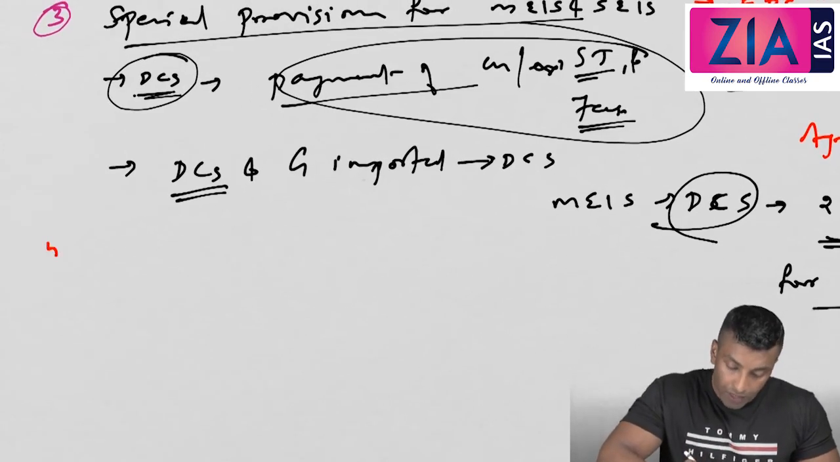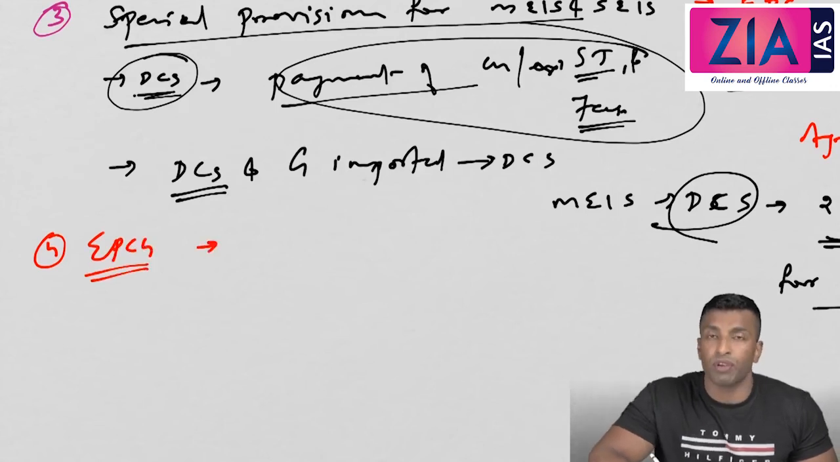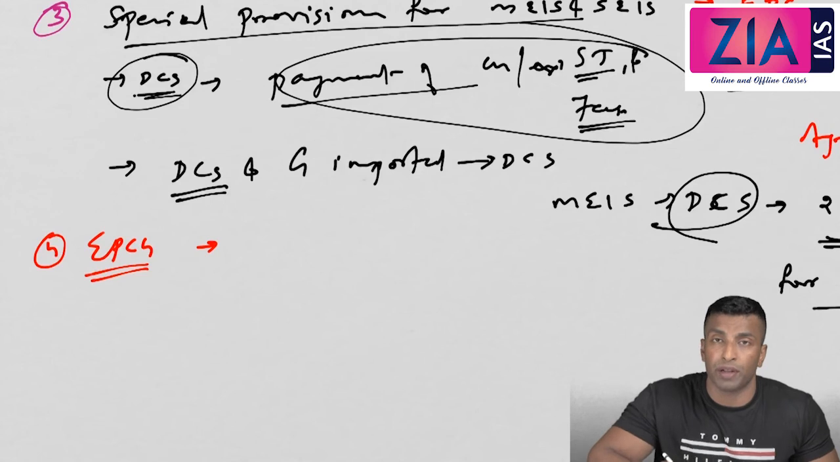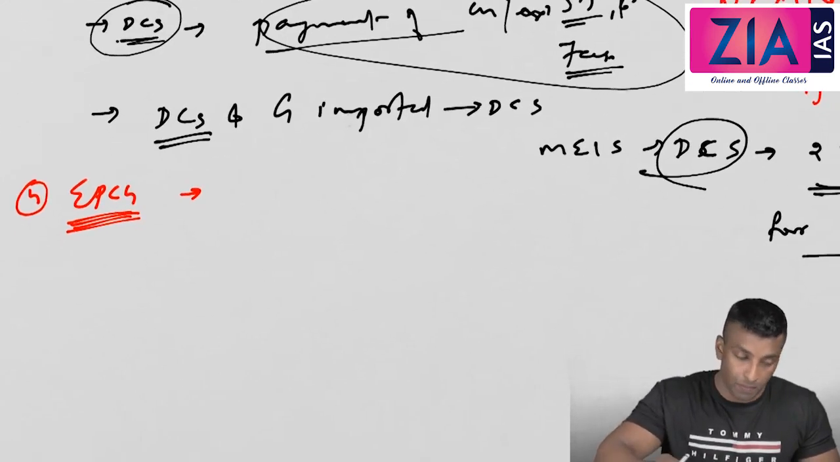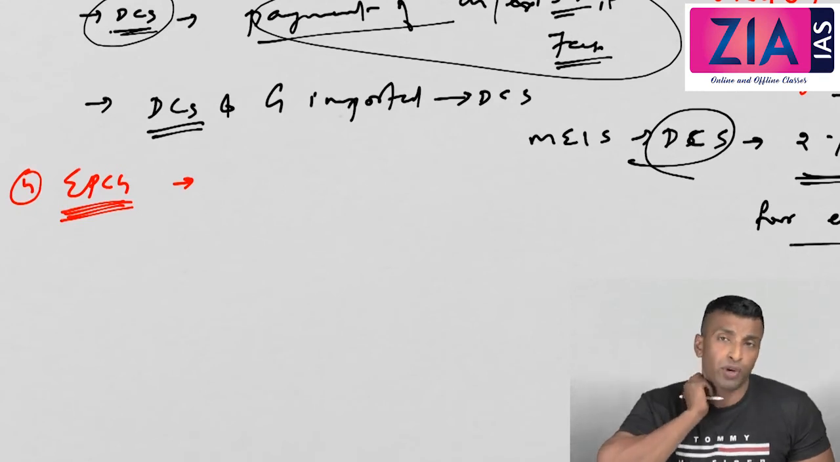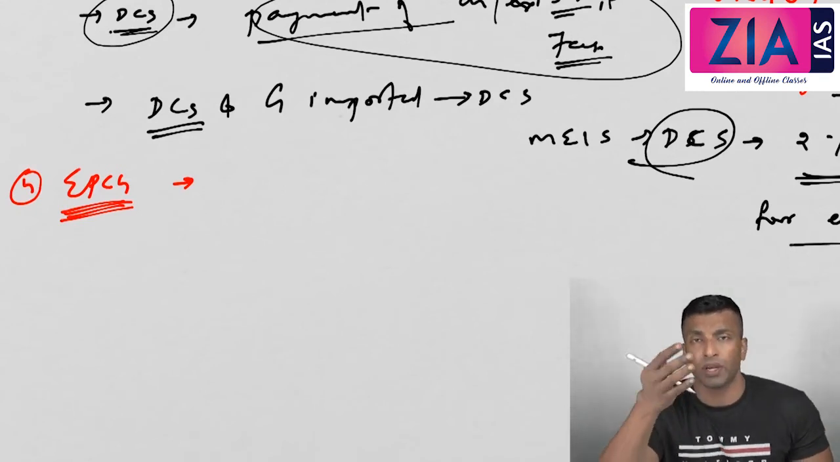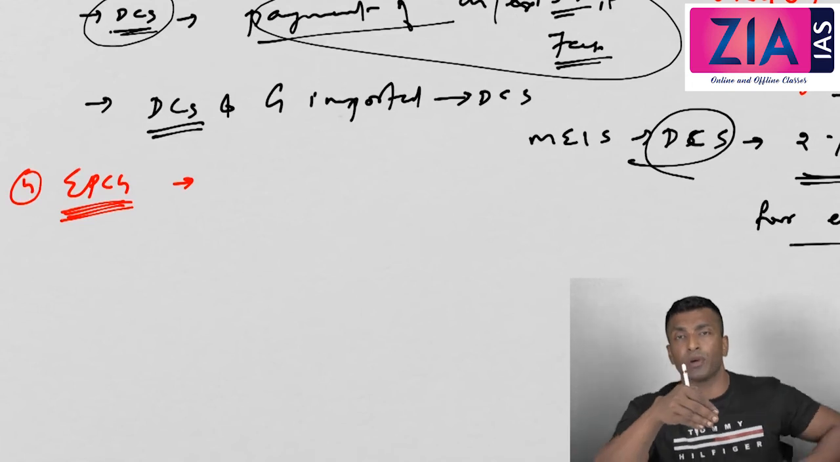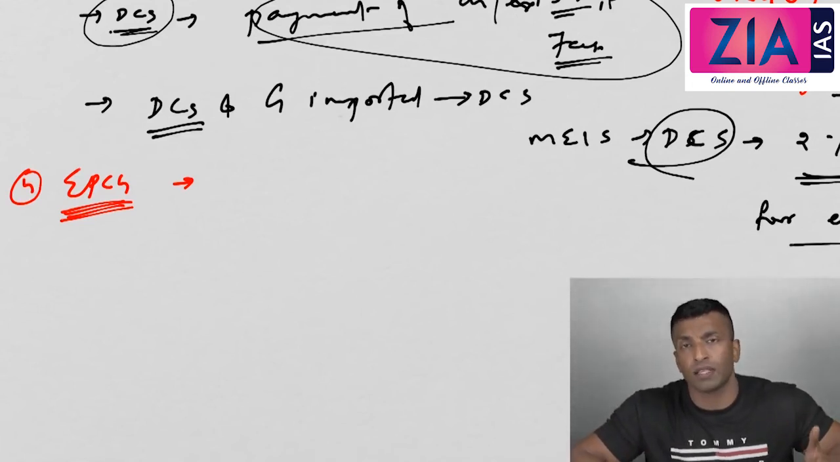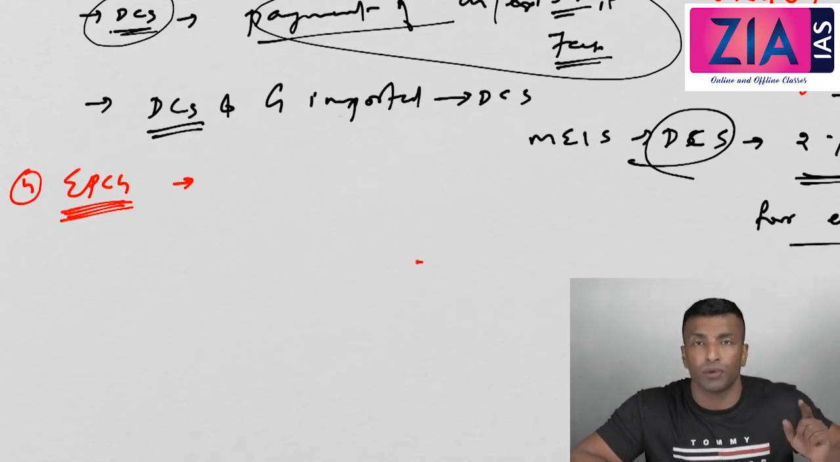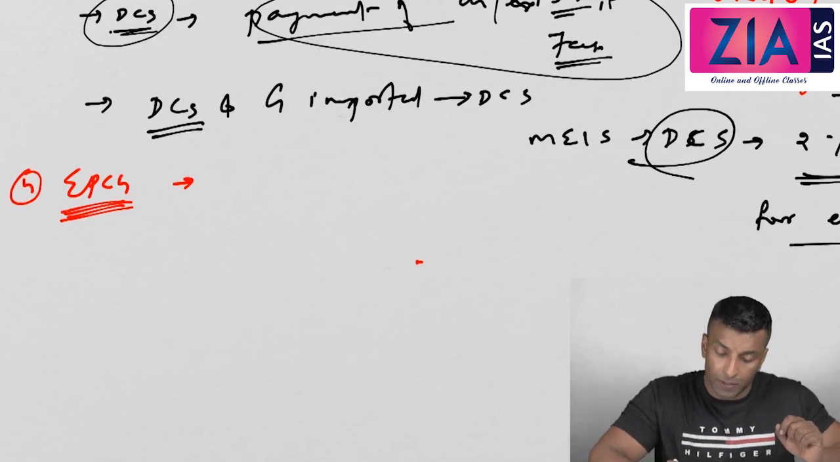Now next point, EPCG. We have already discussed this export promotion capital goods scheme before. Now what is EPCG? When we discussed before, an exporter can import or can domestically procure any capital goods. Okay, that means any machinery subject to certain conditions. What was that condition? You have to export 6 times of the duty saved in 6 years. Now here there is some modification.